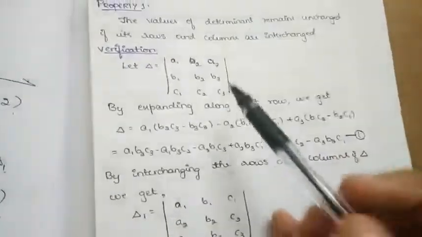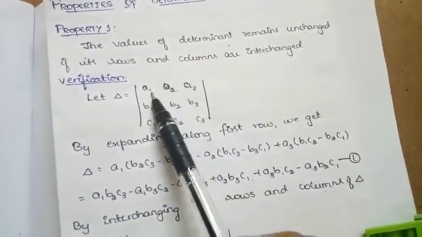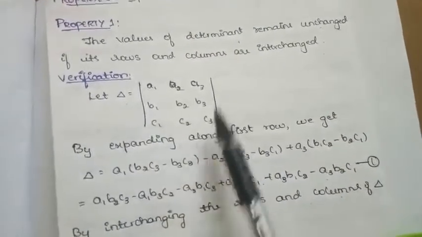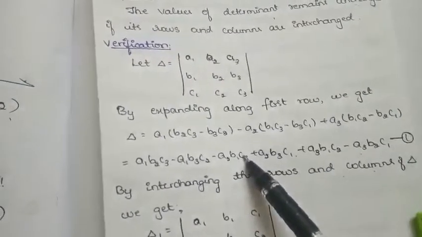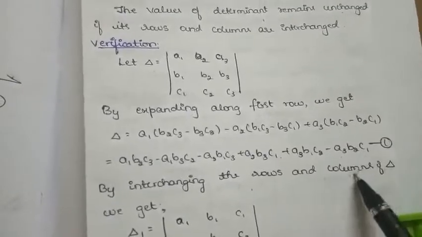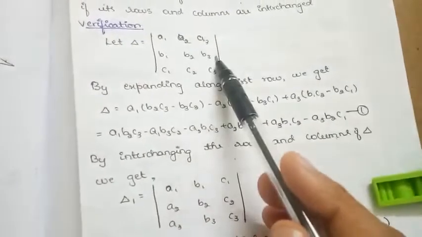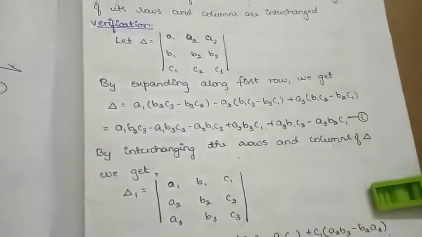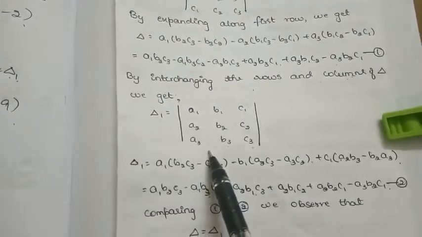The verification part they have done, what I have done here, they have done in the general manner. They considered one determinant and named the elements as A1, A2, A3, B1, B2, B3, C1, C2, C3, and they expanded this determinant along the row 1, and they got the value of that determinant. After that they interchanged the rows and columns, so that the first row A1, A2, A3 becomes the first column, B1, B2, B3 the second row becomes the second column, C1, C2, C3 the third row became the third column, and they called that interchanged determinant delta 1 and found the value of this determinant.